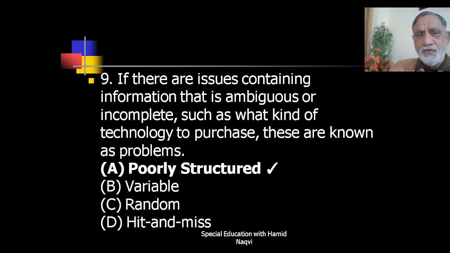Next MCQ. If there are issues containing information that is ambiguous and incomplete, such as what kind of technology to purchase, these are known as problems. Now, as I said, this MCQ is also relating to management. So, these problems are known as poor structured, variable, random, or hit and miss. So, in management, we call them poorly structured.